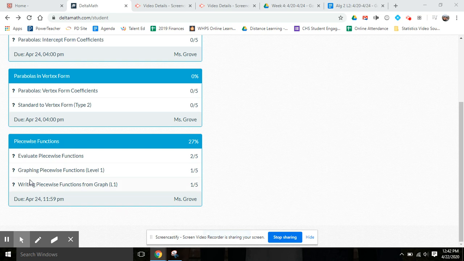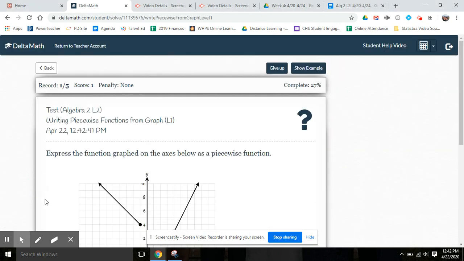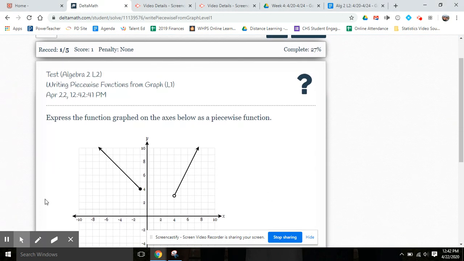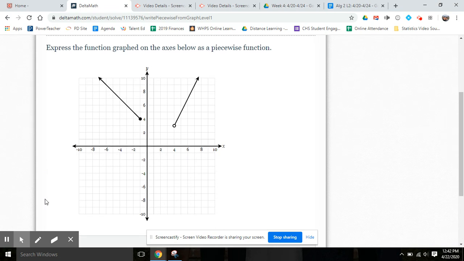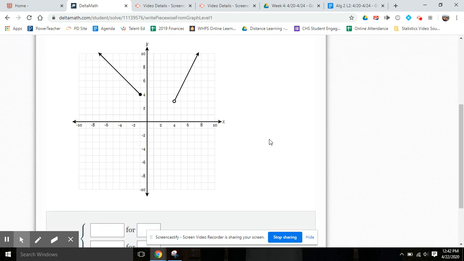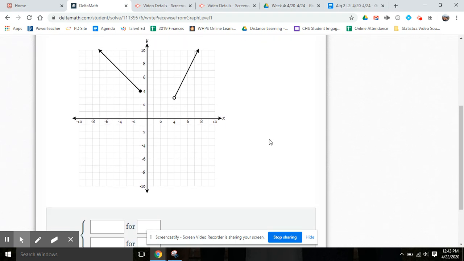All right, so this video is going to go over writing piecewise functions from a graph on Delta Math. What you're given in each of these is a piecewise function. Notice here I have one function here, nothing in between, which might throw you off a little bit, and then a function here. So what I really want to do is just write a function for each of these.